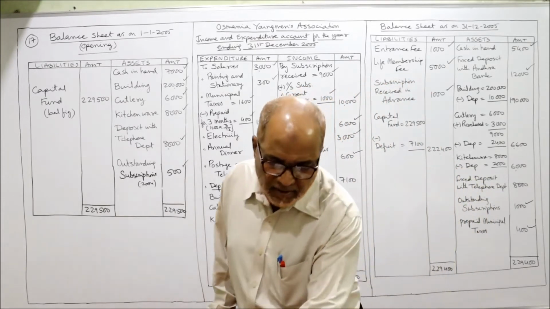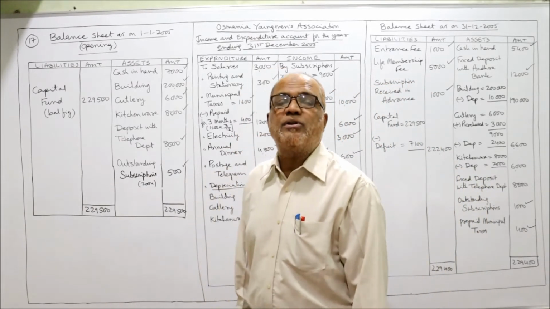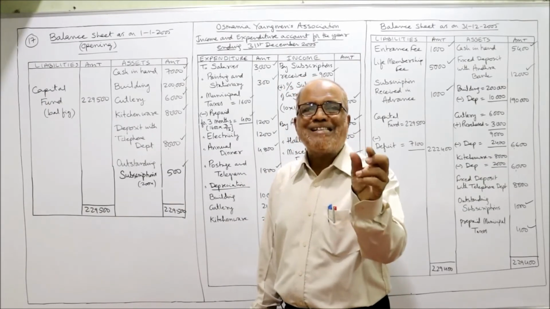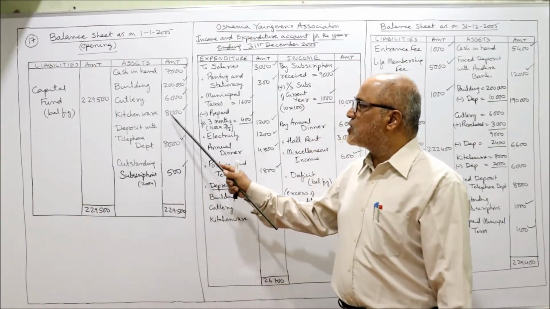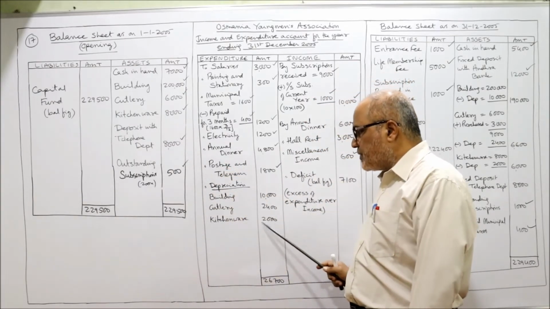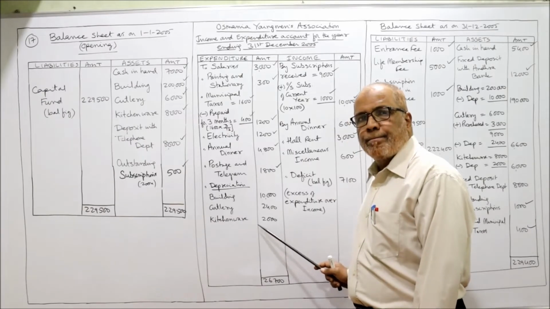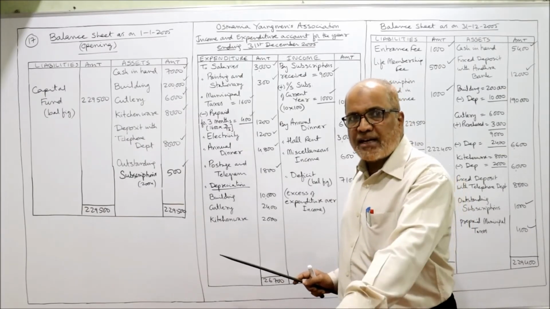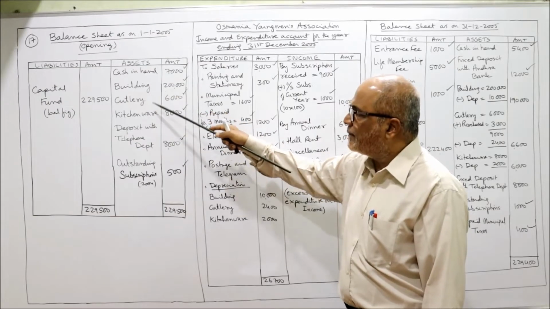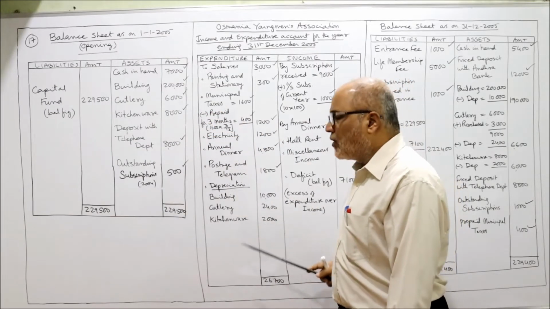Kitchenware, it is 25%. The percentage is given in the problem. 25% depreciation on kitchenware. Kitchenware 8,000. 25% is 2,000. So 2,000 rupees kitchenware depreciation. Right? So depreciation rate is given in the problem and the value of the assets are given here. On this you calculate. We got the depreciation.